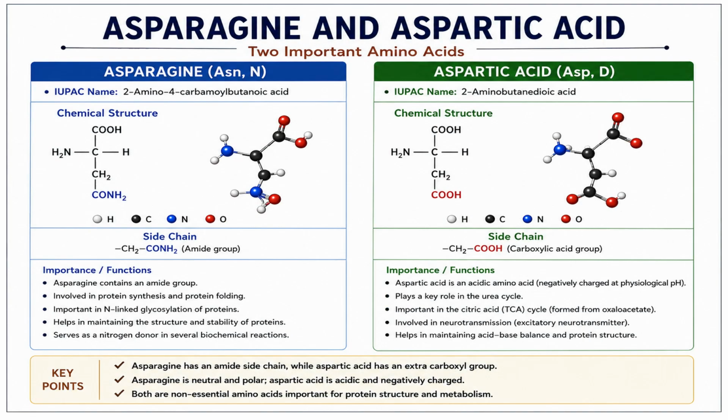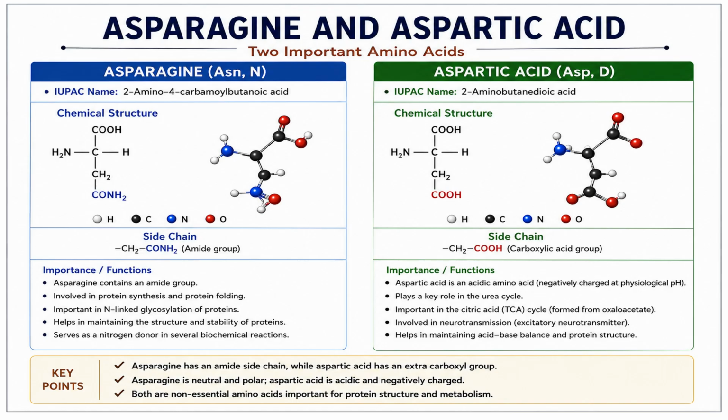Asparagine and aspartic acid are two important proteinogenic, non-essential amino acids involved in protein structure, nitrogen metabolism, and other biochemical pathways. Asparagine, Asn, is a polar, uncharged amino acid. Its side chain contains an amide group, giving it the structure HOOC-CHNH2-CH2CONH2. Asparagine is important for protein synthesis, folding, and stability.